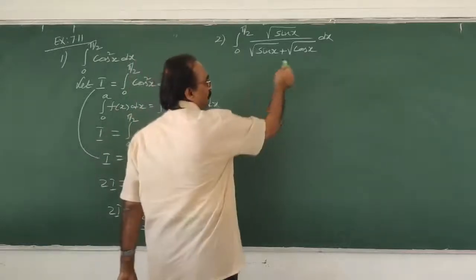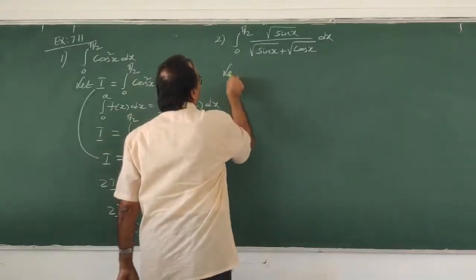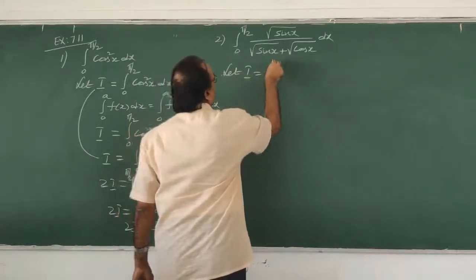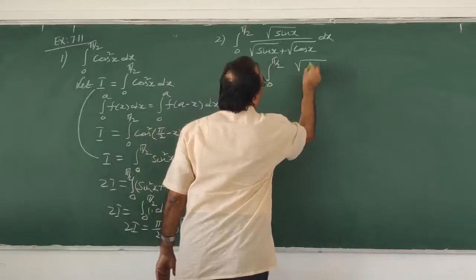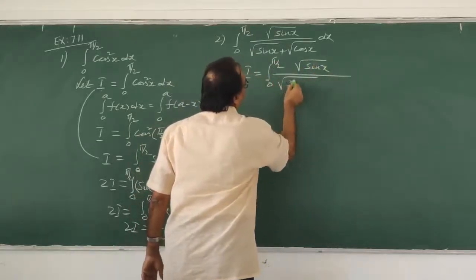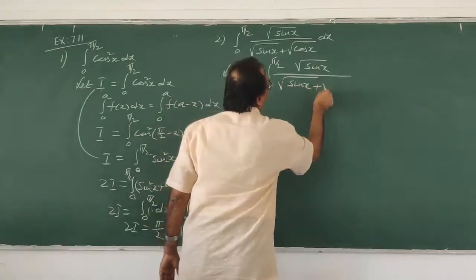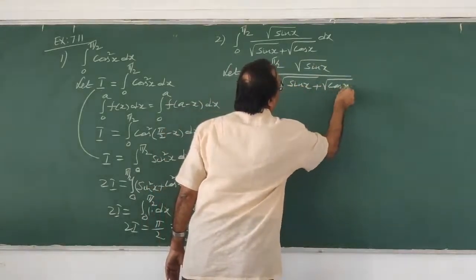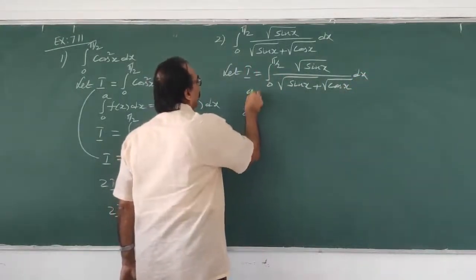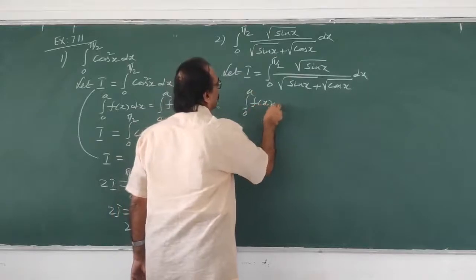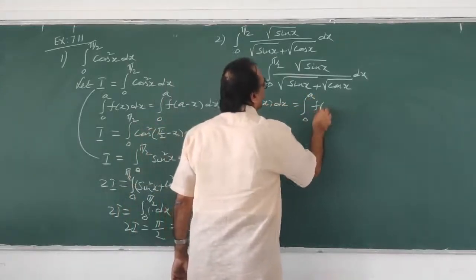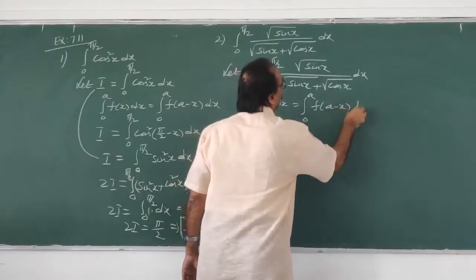Okay, now this is the problem given. Again, let I be equal to the integral 0 to pi by 2 of root sin x by root sin x plus root cos x dx. Now, which property are you going to use? The same one: the integral 0 to a of f of x dx is equal to the integral 0 to a of f of a minus x dx. This is the property which you are going to use.